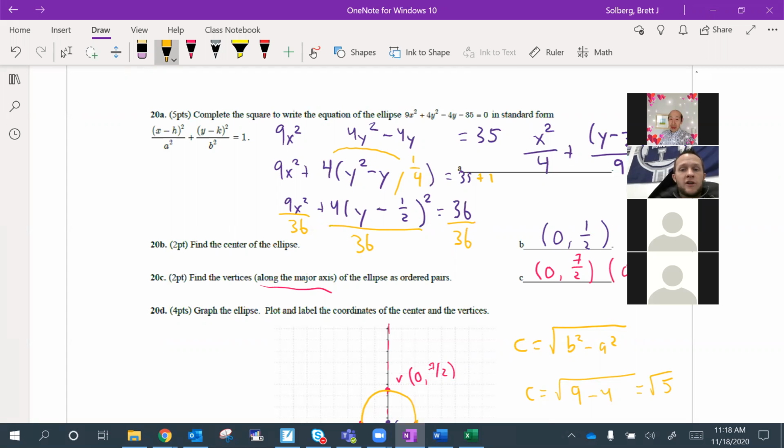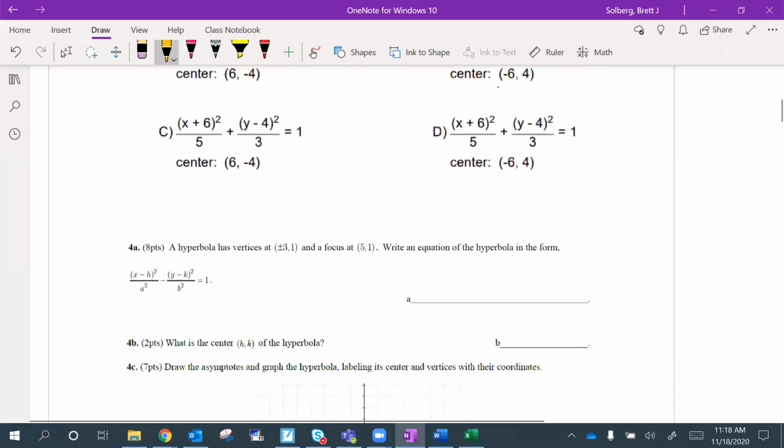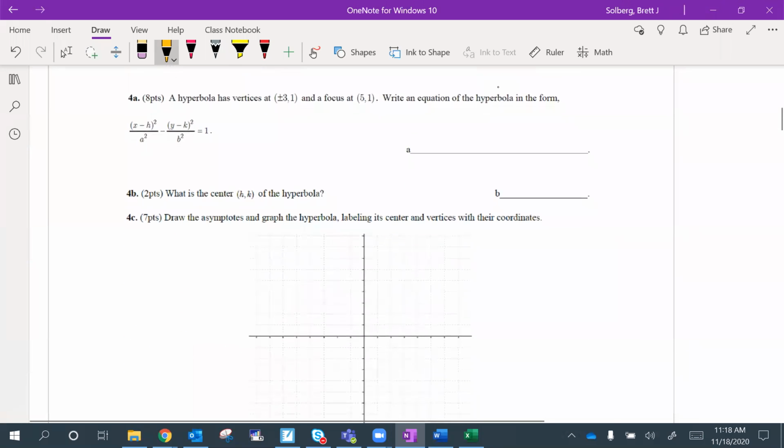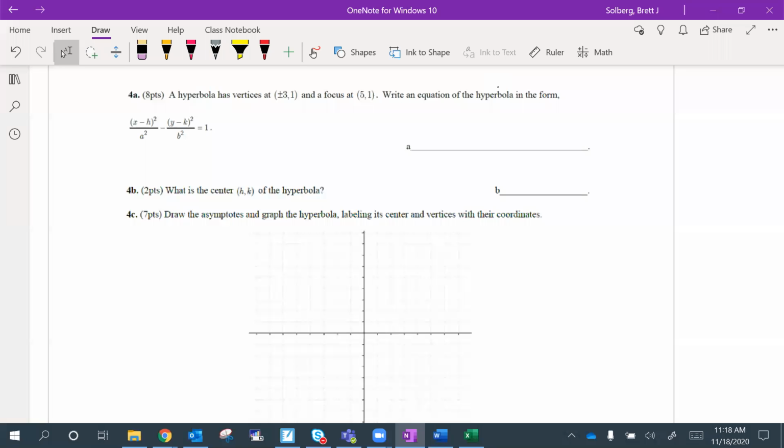No? All right. I'm going to go up to this problem right here. Now, I like this one because it doesn't give you the equation. You have to figure it out. It just gives you some information. So let's actually graph what we got here.